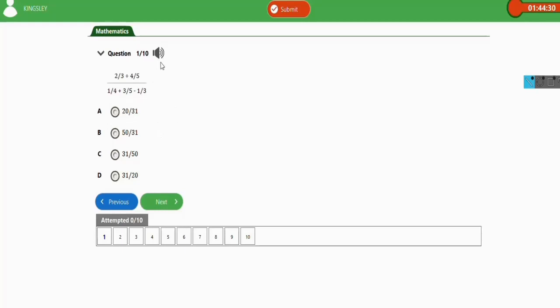So we have to simplify this question. Okay, so let's get solving this. Now, I need to break this down. First, let's simplify what we have at the numerator. At the numerator, we have 2 over 3 divided by 4 over 5.